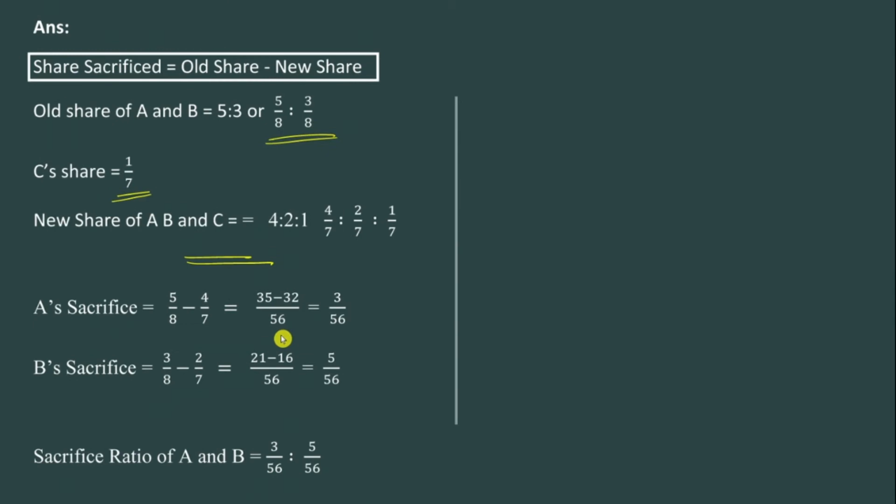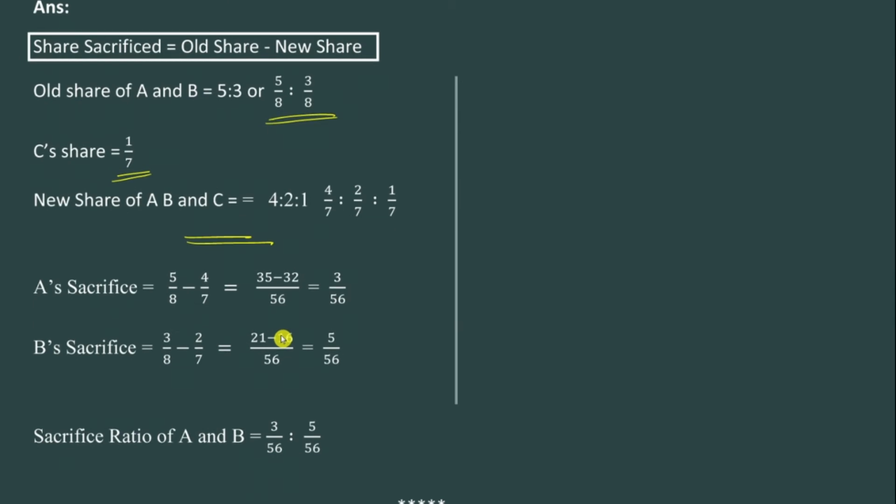Now we move on to solve the problem. That is only a two-step process. One step is for A and the other step is for B. Both steps are similar. So starting with A, in order to find the sacrifice share of A, we need to use the formula that was said just now. So share sacrificed is equal to old share minus new share.